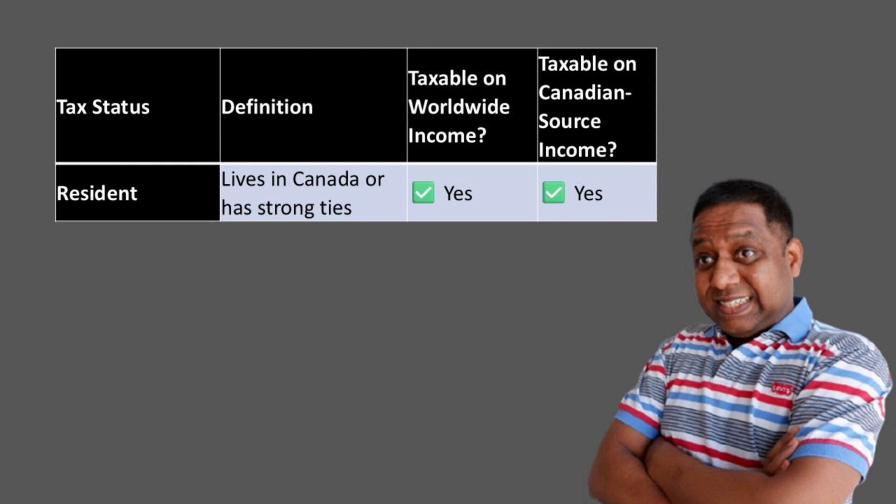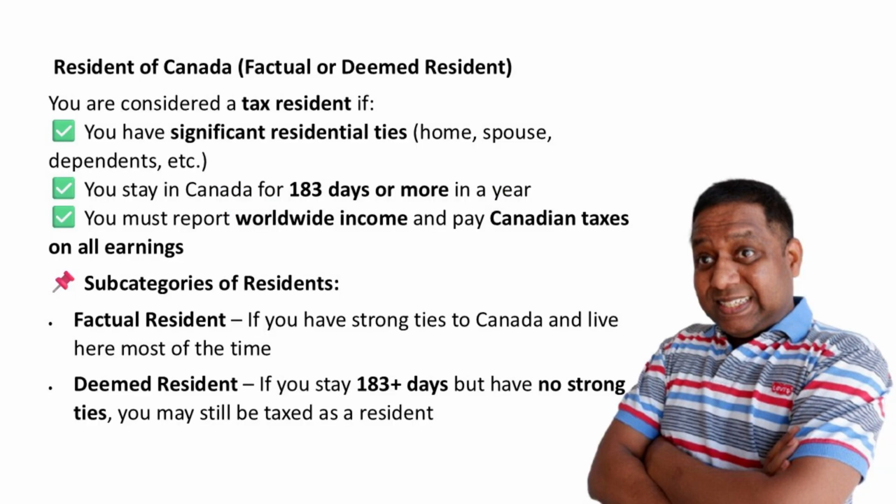Here you could be a factual resident, that is, if you have strong ties to Canada and live here most of the time, or a deemed resident. If you stay 183 plus days but have no strong ties, you may still be taxed as a resident.